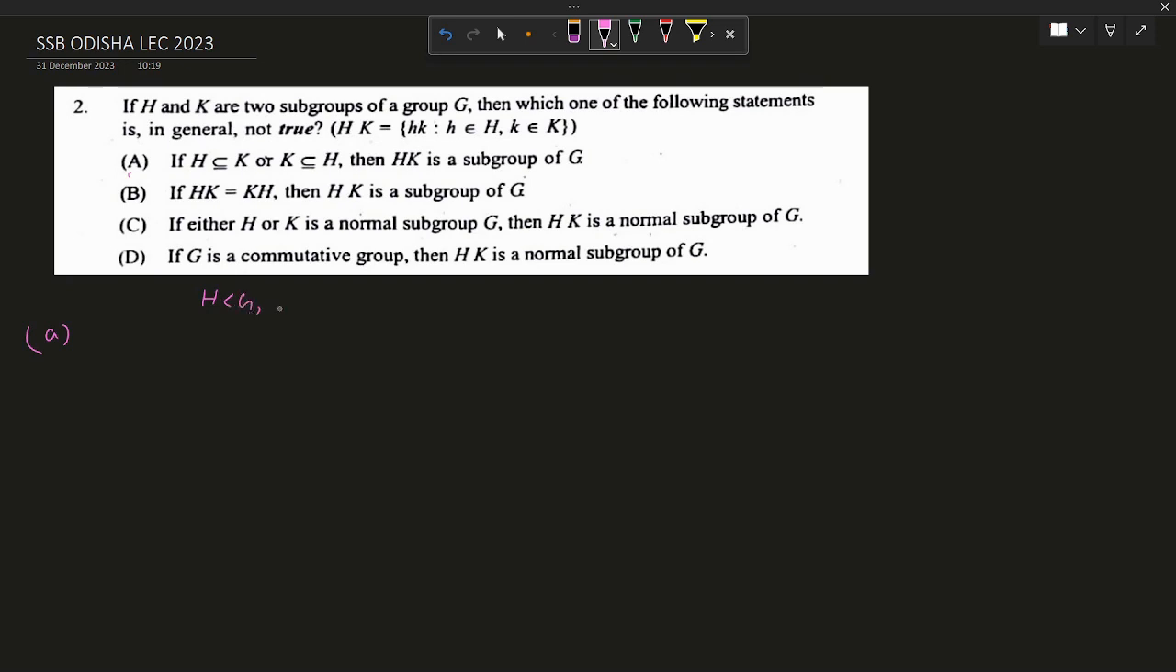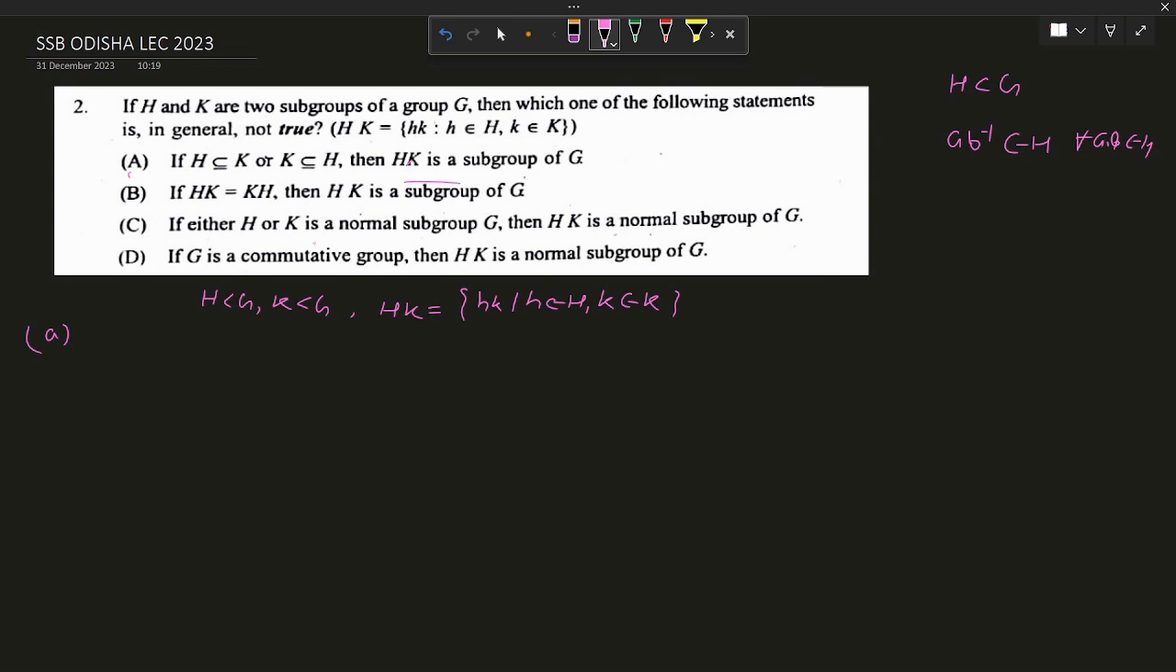H is a subgroup of G and K is a subgroup of G, and HK is defined by small h into small k, where small h belongs to capital H and small k belongs to capital K. Okay, so we have to prove HK is a subgroup of G. Before that we have to know how to prove a subset S of group G is a subgroup of G if it satisfies this condition, that is ab inverse belongs to S for all a, b belongs to S.